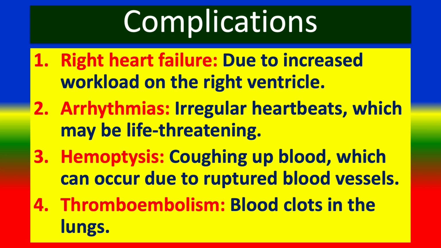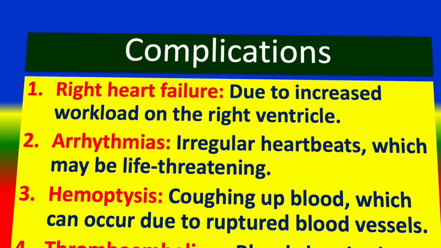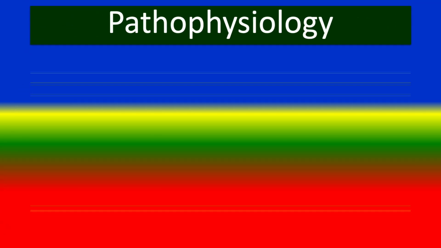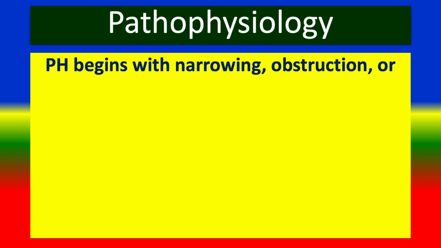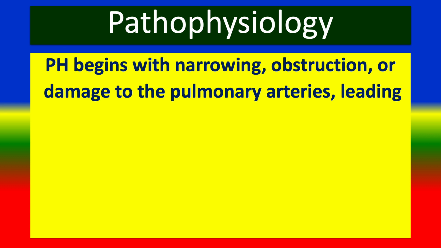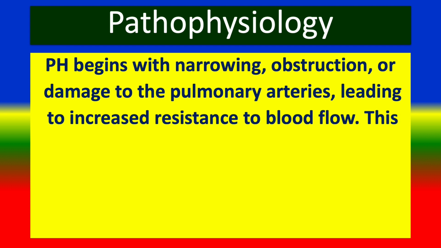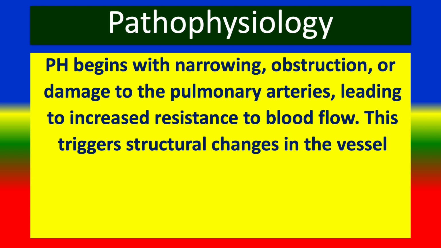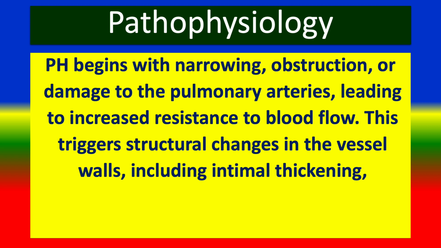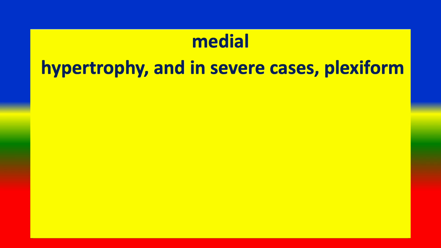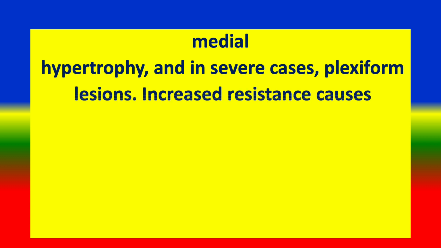4. Thromboembolism, blood clots in the lungs. Pathophysiology. PH begins with narrowing, obstruction or damage to the pulmonary arteries, leading to increased resistance to blood flow. This triggers structural changes in the vessel walls, including intimal thickening, medial hypertrophy, and in severe cases, plexiform lesions.